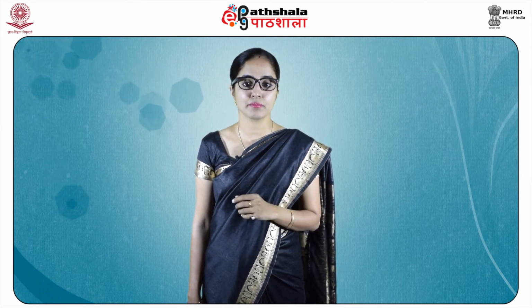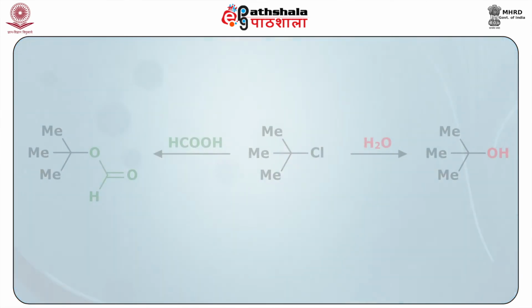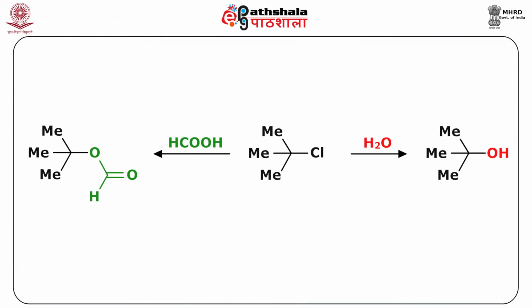Let us take an example to illustrate this. For example, if you have this substrate named trimethyl chloromethane reacting in water and formic acid, where the water and formic acid are competing nucleophiles, you will get two different products. First is the alcohol and second is an acid.